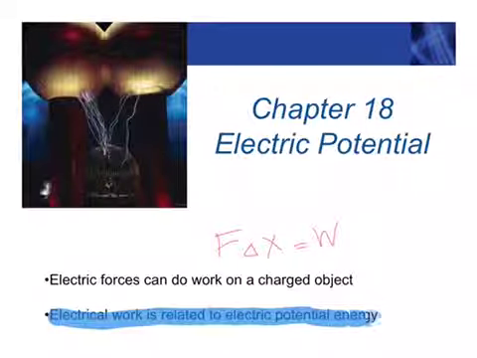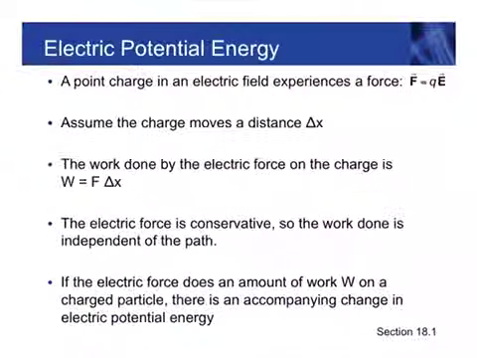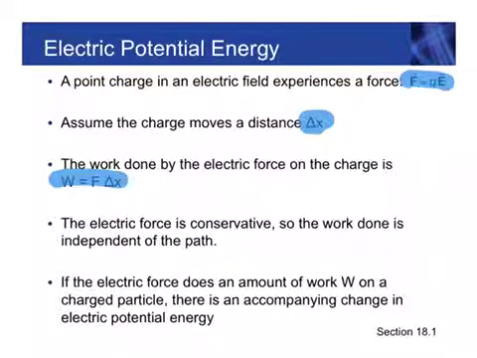to electric potential energy. Electric force is related to electric field through this equation. Force is equal to charge multiplied by electric field. Assume the charge will move a distance delta x. So work done by electric force on the charge is then obviously F times delta x. The electric force is conservative, the same as gravitational force, the force of gravity. So the work done is independent of the path.